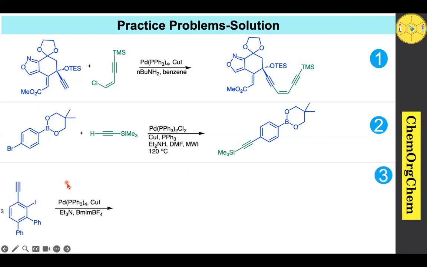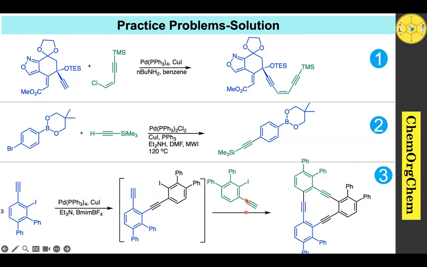Let's move on to our third practice problem. Here you see this substrate reacts three times under Sonogashira cross-coupling reaction conditions. They used an ionic liquid as the solvent for this reaction. Initially two equivalents of the same substrate react together, which forms this corresponding intermediate. This intermediate reacts with the same substrate again, producing this corresponding cyclic product.